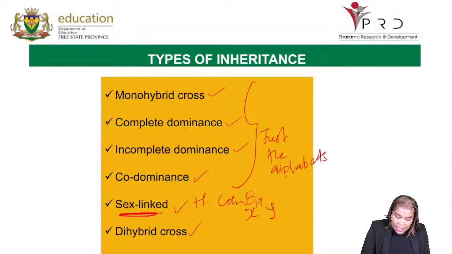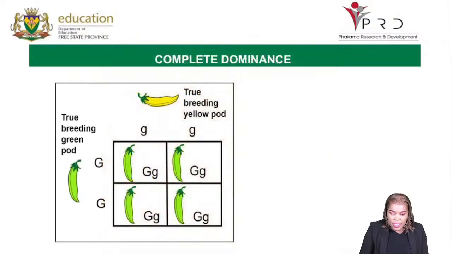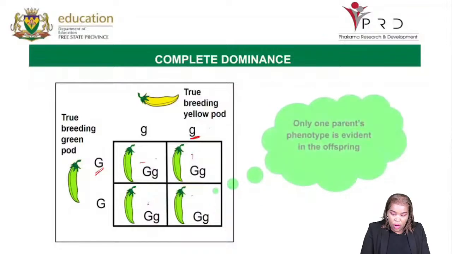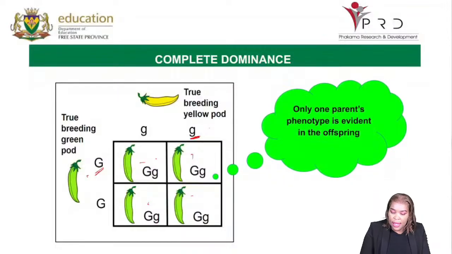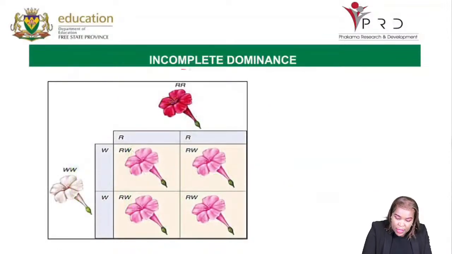And then for a sex-linked, that is where you use the X and the Y only. So this is an example of complete dominance. That is where the dominant one is going to mask the recessive one. So all of the offspring are going to be like the dominant one.